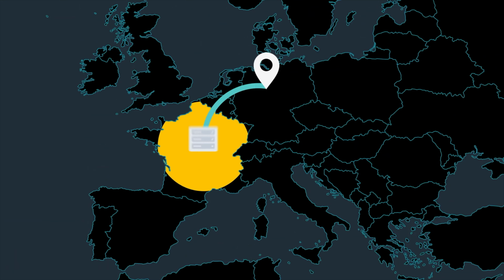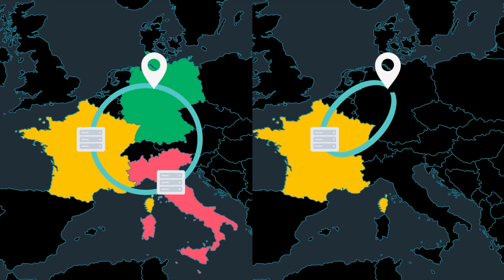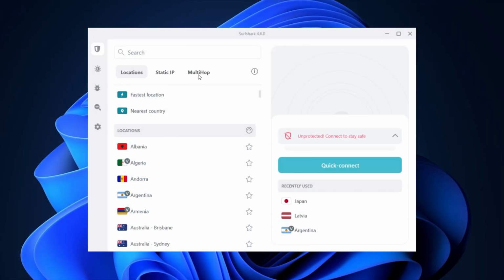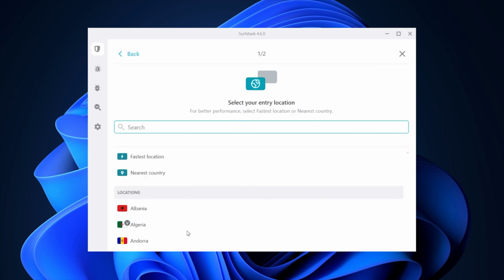Here's why. More privacy layers. If one server gets compromised, there's still another one in the way. Harder to trace. Because your traffic appears to come from two places, it's way harder for anyone, whether it's a hacker or your internet service provider, to figure out where you really are. Bypass censorship. In some countries where the internet is heavily restricted, MultiHop can help you sneak through tighter filters and firewalls. But what makes Surfshark's take on MultiHop different is something called Dynamic MultiHop.